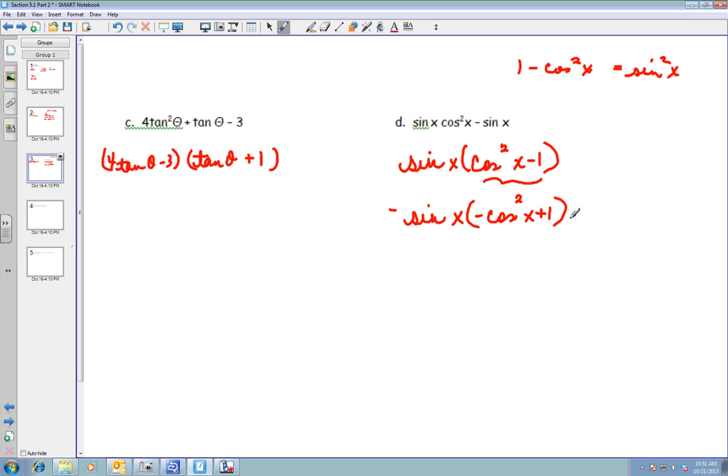Well, now this is this. So I can rewrite this whole thing as sine squared x. So now I have negative sine x times sine squared x. And when I multiply sine x times sine squared x, I get negative sine cubed x. And that's my answer.